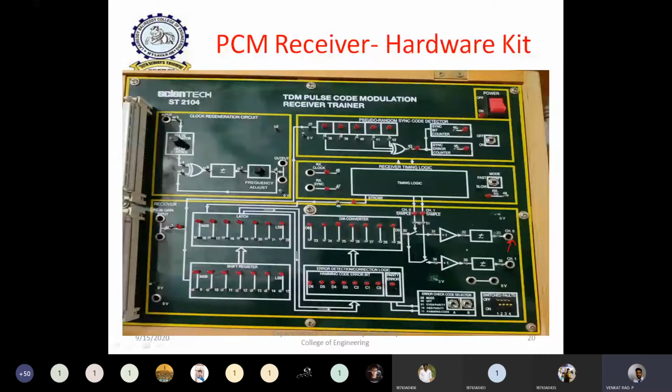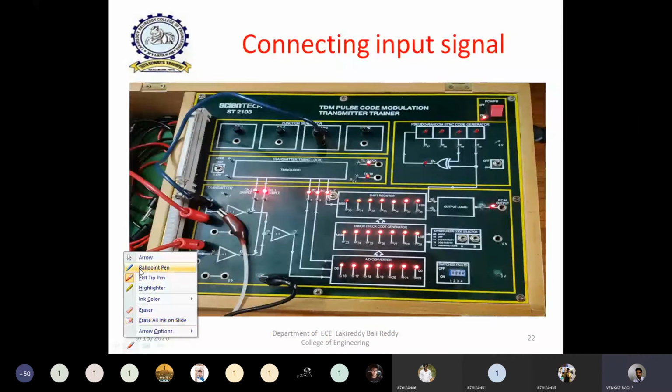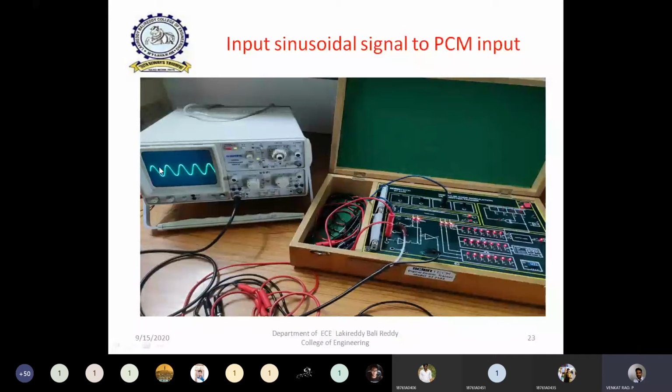Okay. Now we'll see all these operations one by one. Actually, I have already explained this procedure. Now, if you see, I have taken 1 kHz as the input signal, and that input signal is connected to here, and both the channels are combined because we are using only one signal, not a multiplexed signal. If you connect this input to the CRO, this is the positive pin and this is the negative pin, which is connected to ground. Then you'll observe a sinusoidal signal on the CRO screen. You can take either a 1 kHz signal or a 2 kHz signal, whatever.